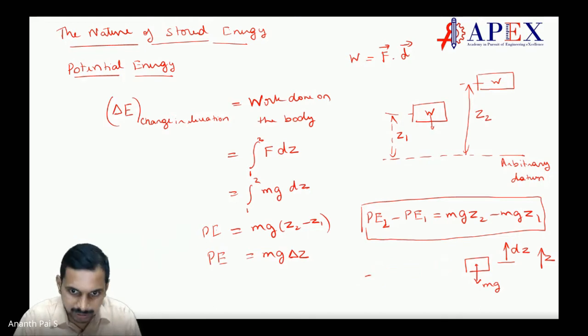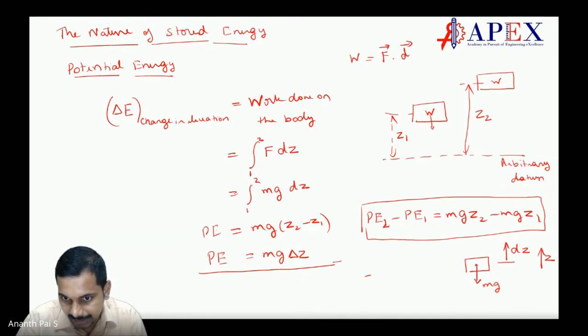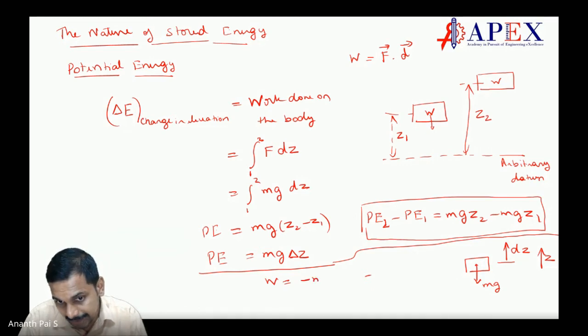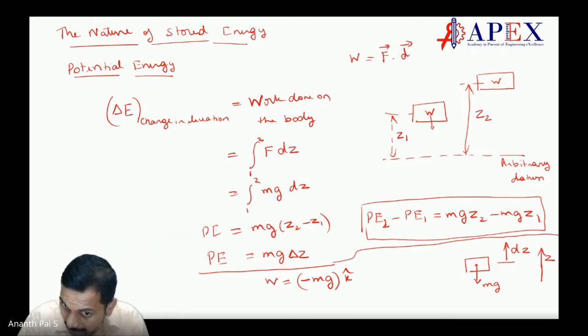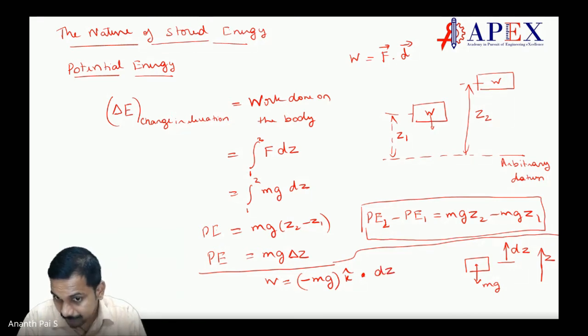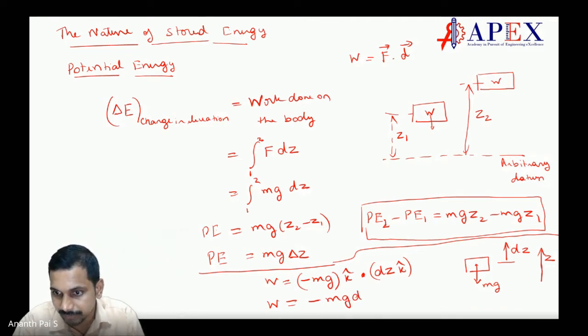Let me put it over here in a better way. Let us write it nicely. So what is happening? W is equal to minus mg, because it is going in the minus z direction, into k, because we are taking this as the z direction. Then dotted with dz k. So k dotted with k is 1. We get work equal to minus mg delta z.